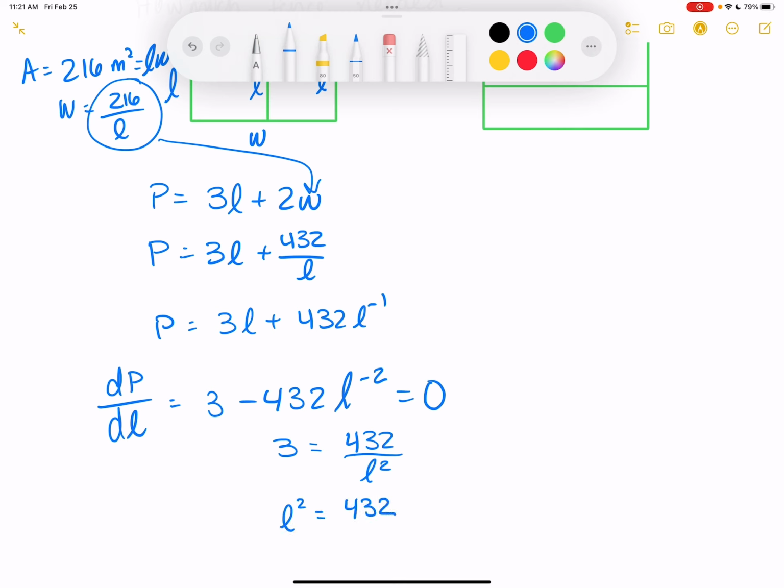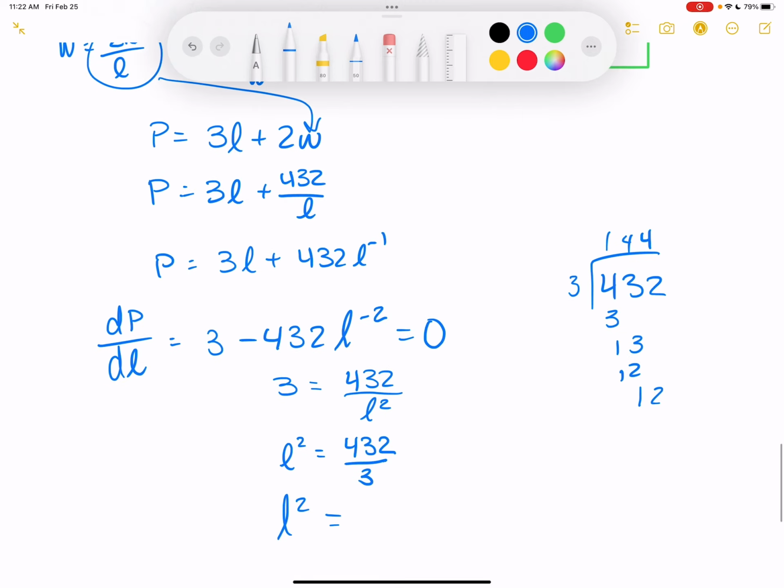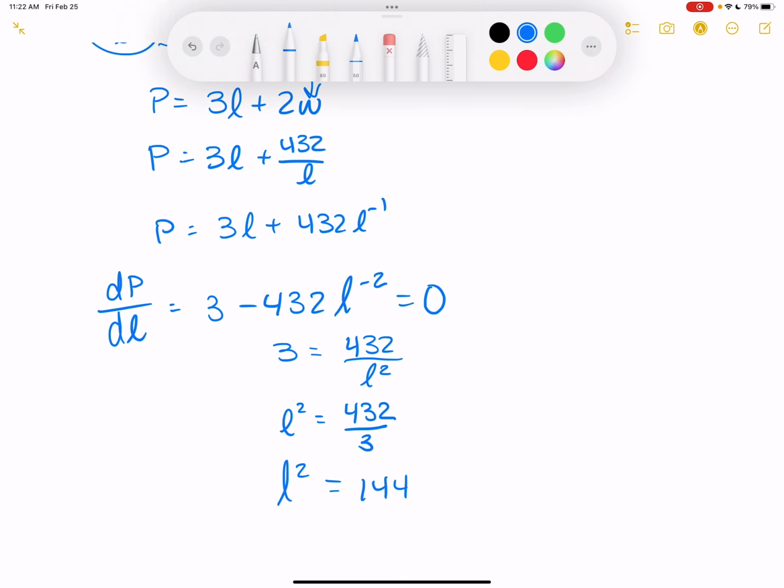So 432 over 3. I don't think that goes in there nicely, so that's kind of unfortunate. Or maybe it does. I need to find out. 432 divided by 3. Oh, it does. Look how pretty that is. 144. So L squared is equal to 144. So L equals 12. And we were given units, so the length is 12 meters.